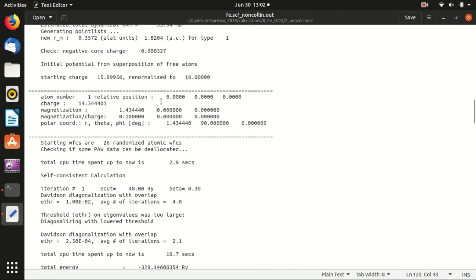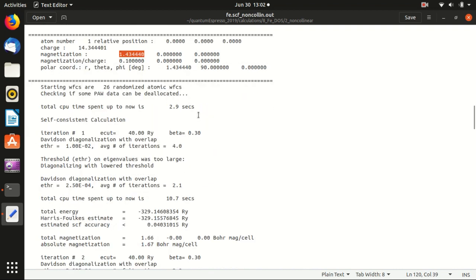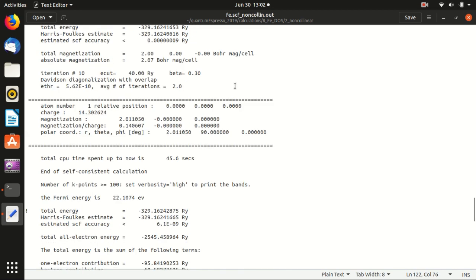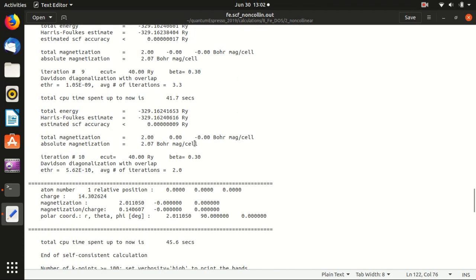So you see here the direction of the magnetization, the XYZ components, and you see it actually points to the x direction, as I said before. And this r, theta, phi: theta is the angle 1 that we defined, and phi is the angle 2 that we defined. The final result is also around 2 Bohr magneton per cell, or let's say per iron atom. This is also what we calculated before using the collinear calculation.